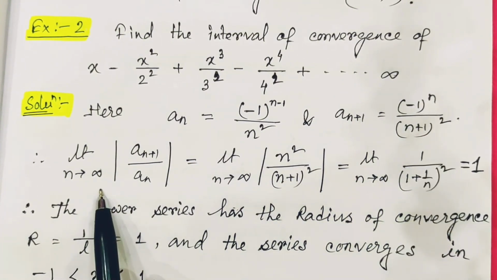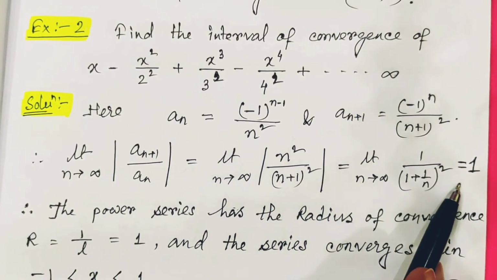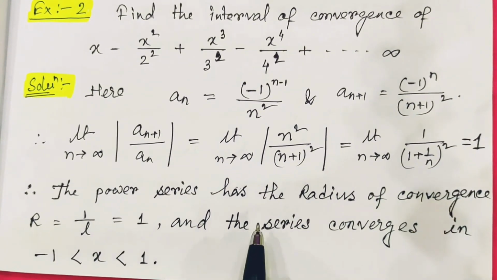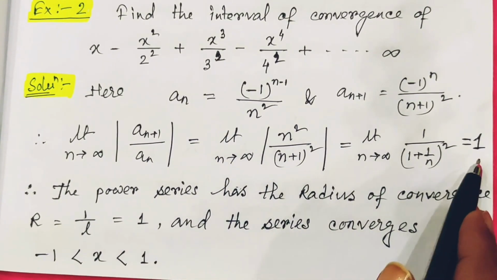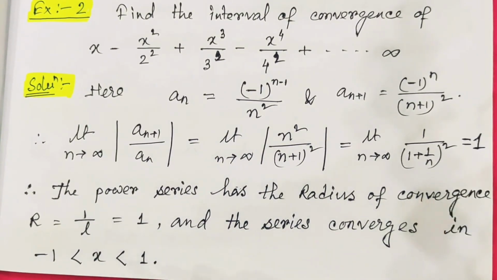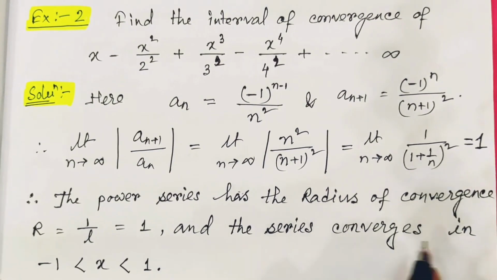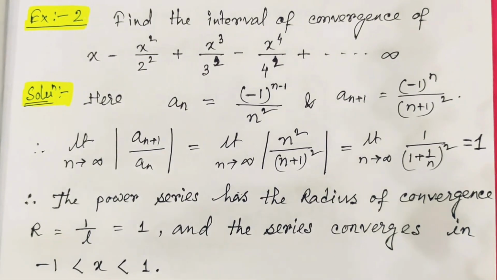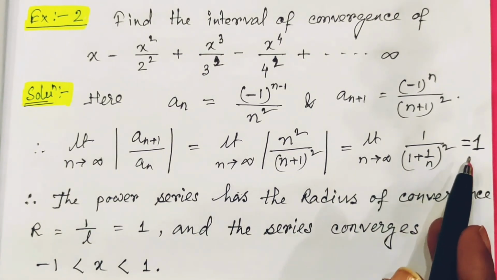If we apply the ratio test, we find the value is 1. Therefore, the power series has radius of convergence r equal to 1, because its reciprocal is 1 itself, and the series converges within the interval minus 1 to plus 1. Just remember, here it is the mod x value.